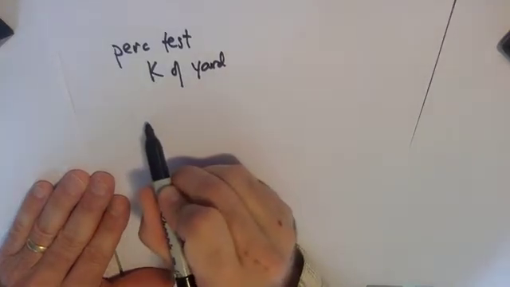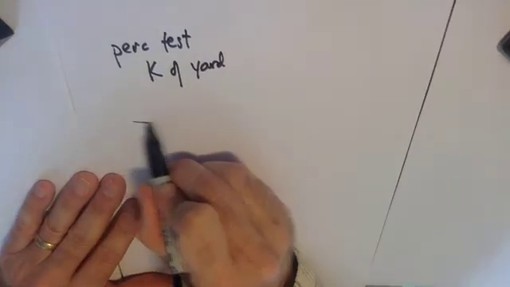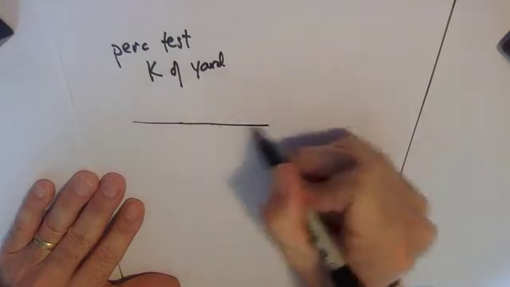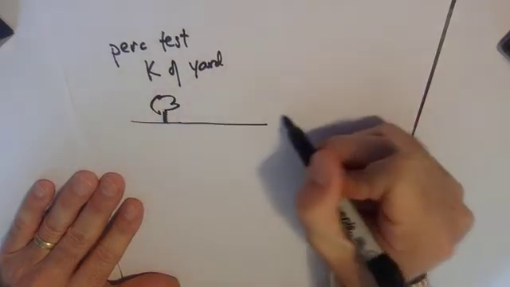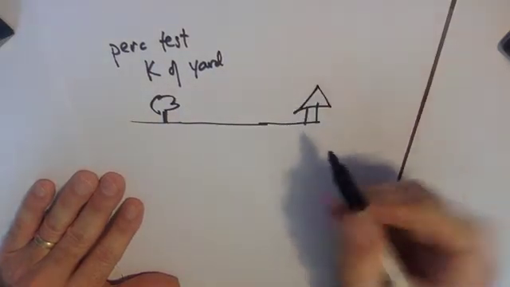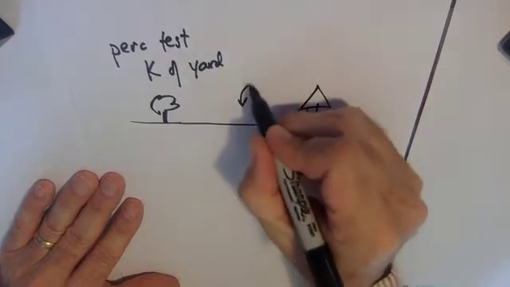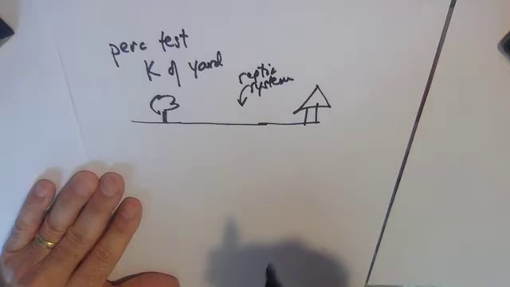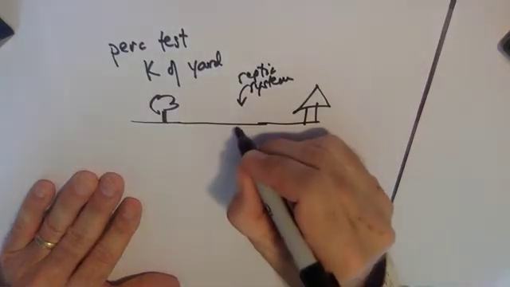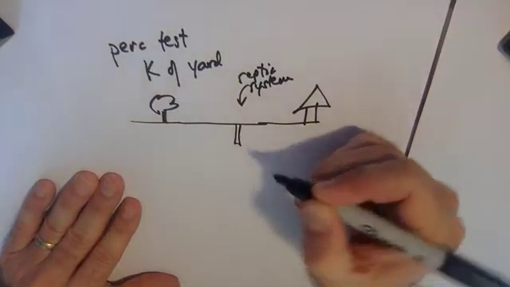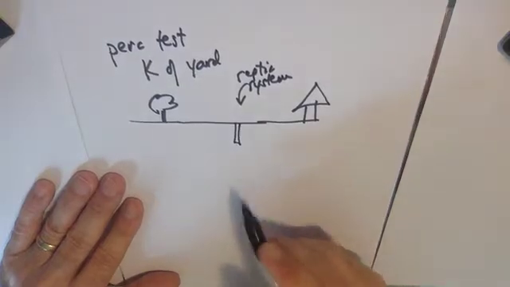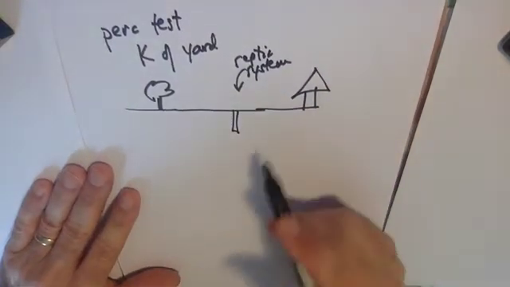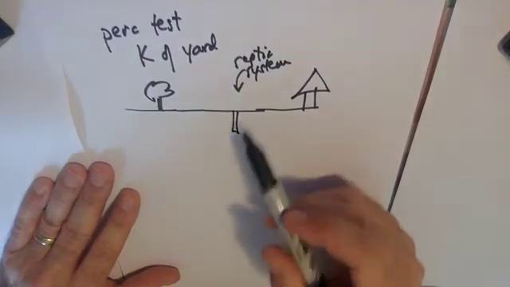Okay, so what do you do? Well, you hire a company and they come out to your house. Here's a tree, here's a house, and you want to put the septic system, say, over here somewhere. So what they'll do is they'll come in and they'll auger a hole, and I'm going to make this much bigger in just a second. I just want to show you from a more distant view what they're going to do.